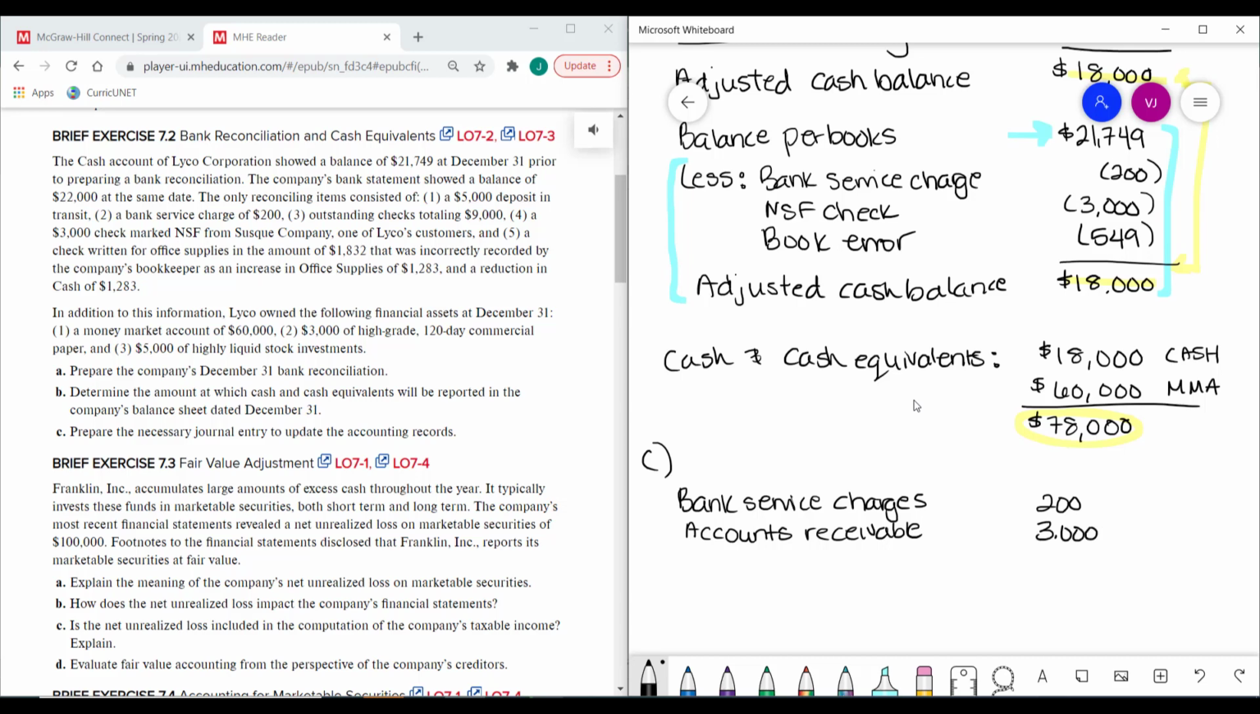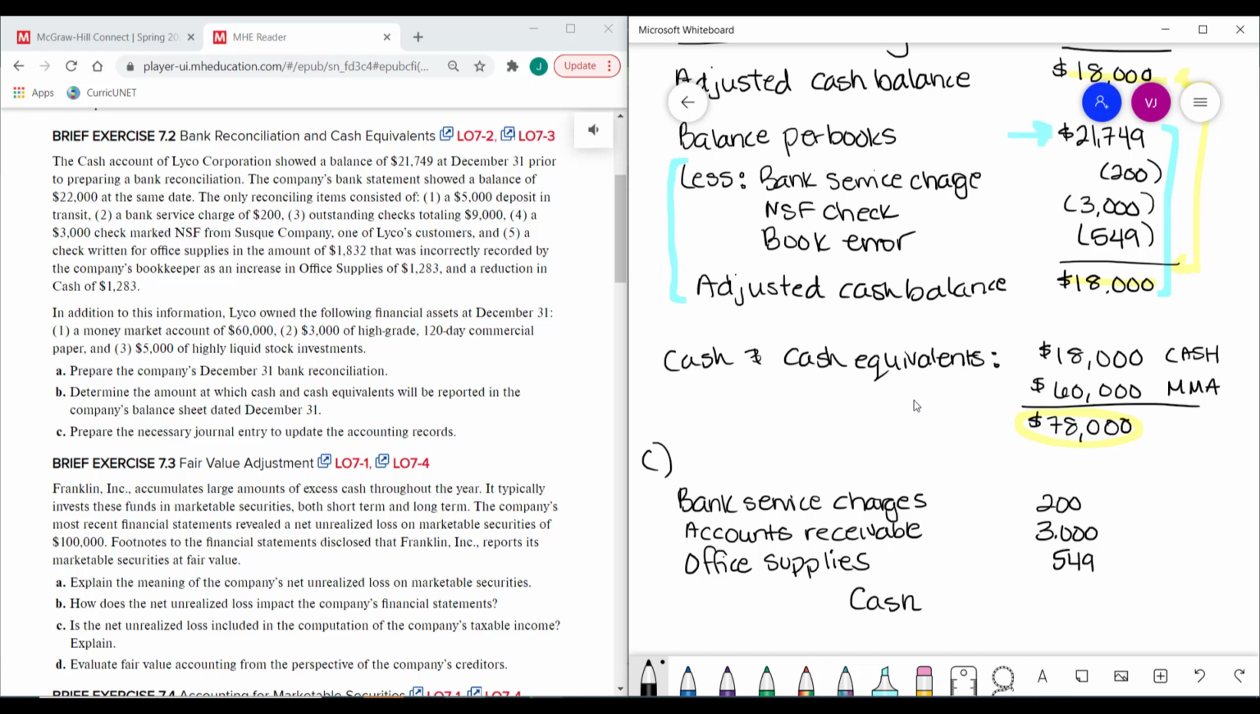And then lastly, that book error, they told us what was the entry that they made when we bought the office supplies. Well, we paid $1,832 for them, but on the books we debited office supplies for $1,283 and credited cash for $1,283. So we need to repeat that entry with the amount that we missed, right? Each of those numbers should have been $549 more. So to fix that, we always have to record assets at their proper cost, right? So office supplies, to reflect that to show office supplies with a balance of $1,832, we'll debit that account for $549.